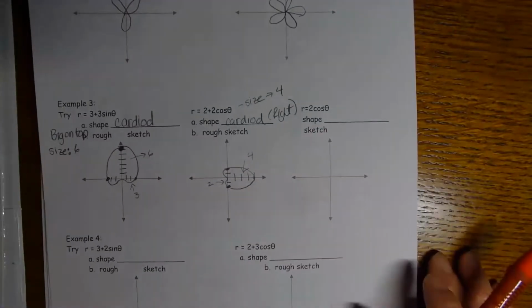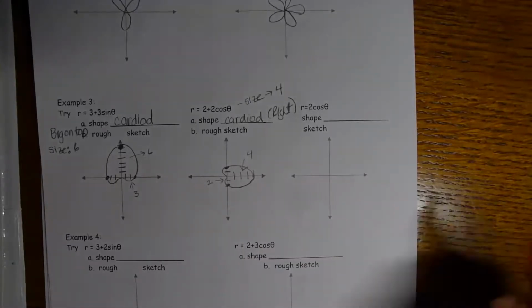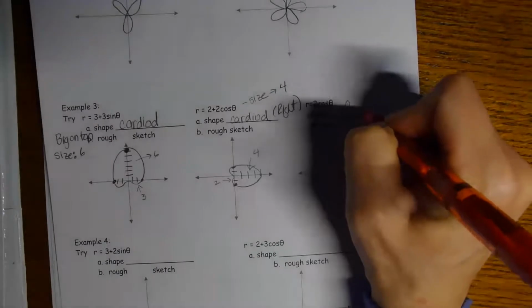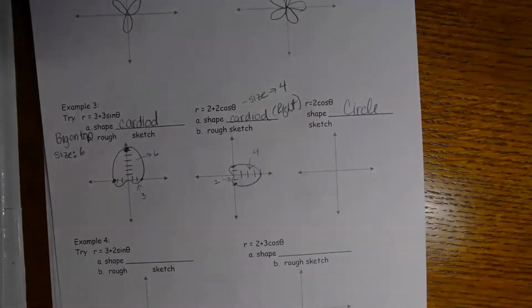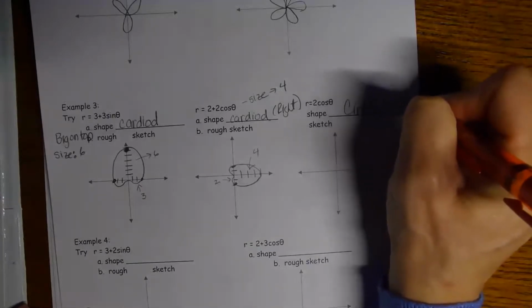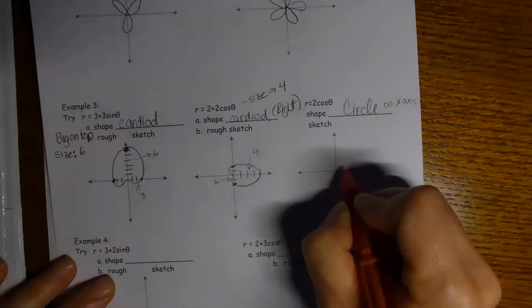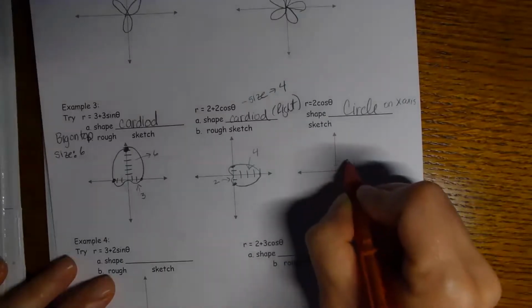Okay, what's the name of this guy? He doesn't have anything added or subtracted and nothing next to theta. What is that? It's a circle. Okay, it's a circle. And how big is it? 2. It's cosine, so which axis is it on? It's cosine, so it's on the x-axis. And how far over do I go? 2, right? And we're actually 2 up, right?